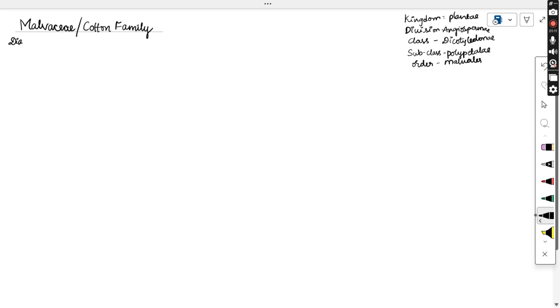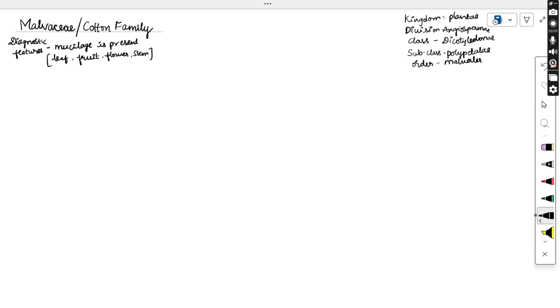Remember the cotton plant, the hibiscus plant, or bhindi. The diagnostic feature is, if you cut any of these plants, you will get a sticky substance. They contain a mucilage substance that is present in various parts of the plant: the leaf, the fruit, the flower, the stem. In any part of the plant body you can find the mucilage, the jelly or sticky type of substance. That is one characteristic feature.